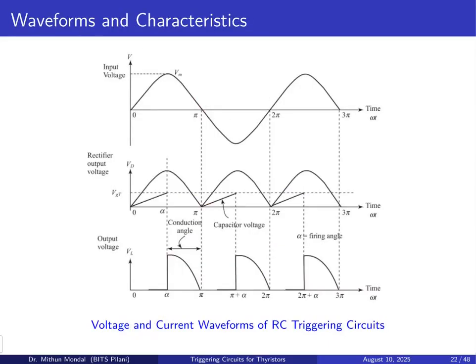basically using. The voltage and current waveforms for the RC triggering circuit: this is the input voltage, and we get the rectified output voltage, and the output voltage at the load is given, which is controlled with respect to the alpha conduction. So conduction will be alpha to pi, then pi plus alpha to 2 pi, and so on. In the RC triggering circuit, you can see here the control will be from 0 to 180 degree.